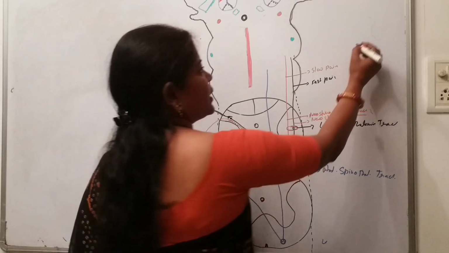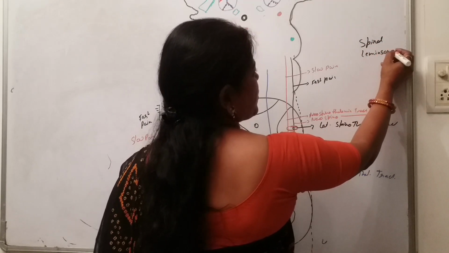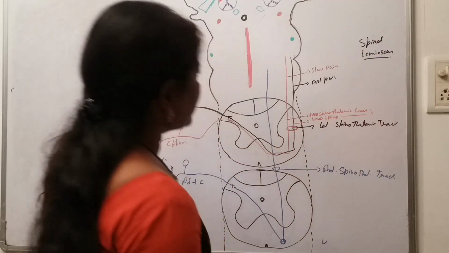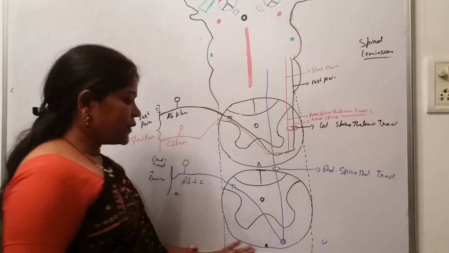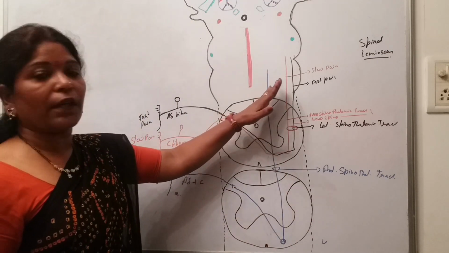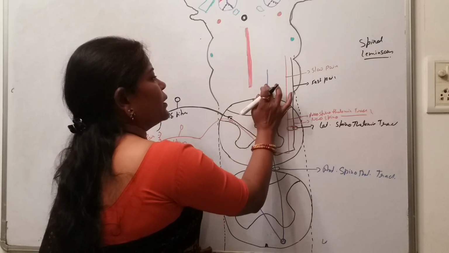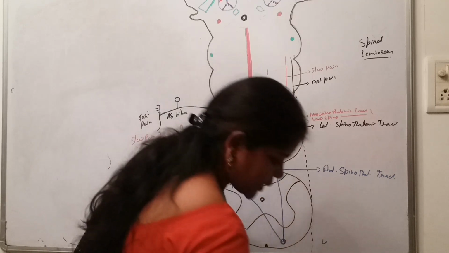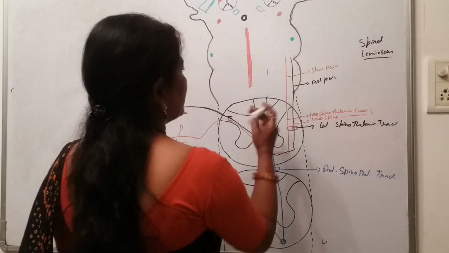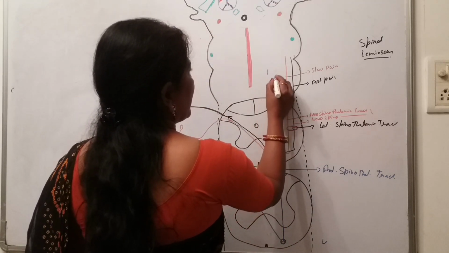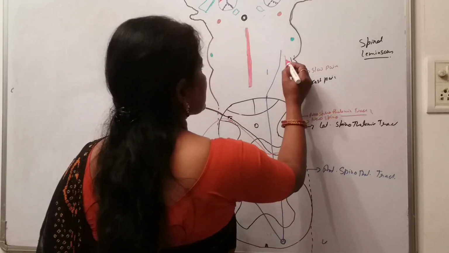What is the spinal lemniscus? Spinal lemniscus here is all the bundles of the fibers, the spinothalamic tract, anterior or the lateral, at the level of this medulla oblongata, it converges into a single bundle here, like that, and then ascends upwards. Okay, it's like that. Then it ascends upwards.